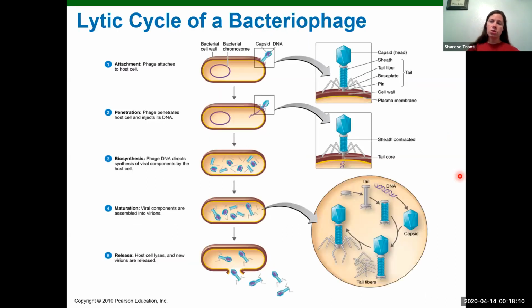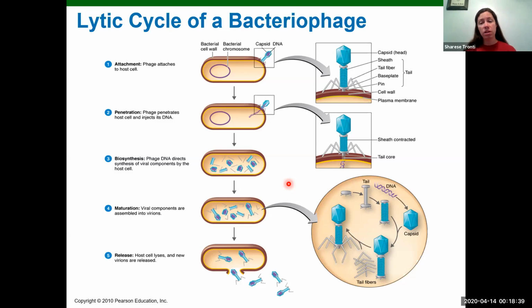So here we look at the lytic cycle. The lytic cycle is where we're immediately going to go into the replication phase. So attachment, penetration, and then it jumps right into biosynthesis. So it's going to replicate its genome and synthesize its protein coat. Once we have a lot of replicates of those, then it will mature by assembling new virions.